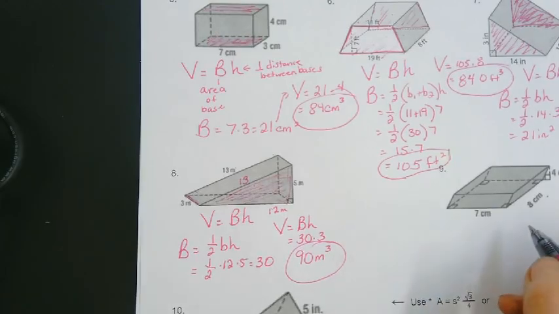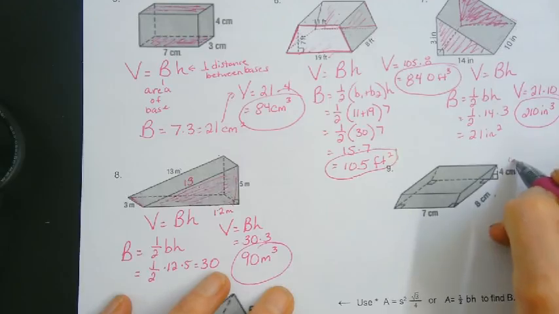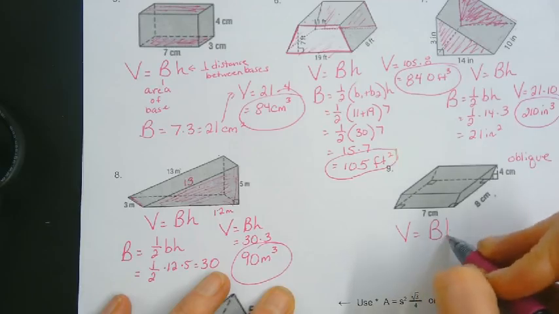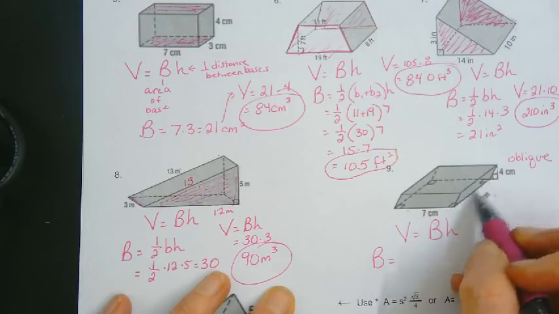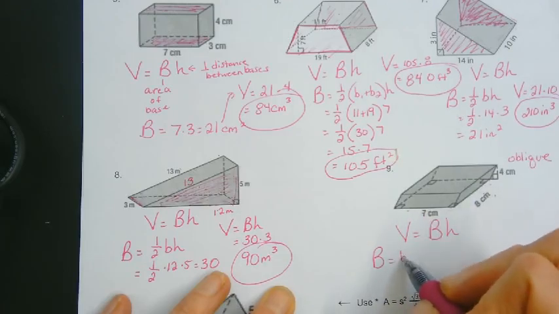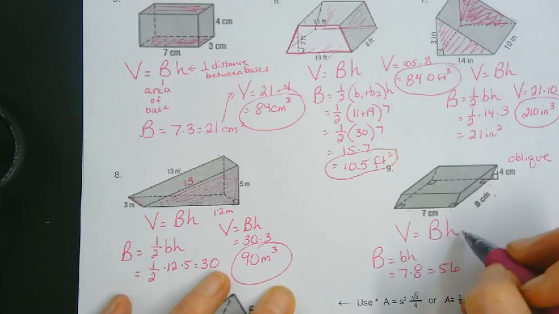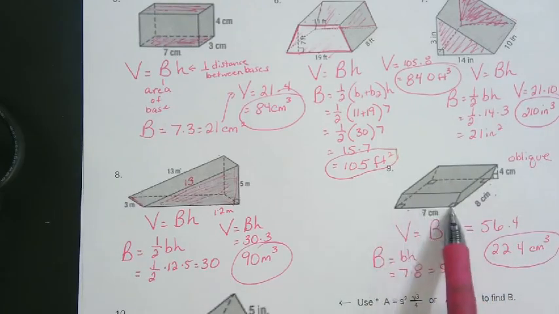Next one. Again, we have a prism, but it's an oblique prism, which means it's leaning over a bit. But the volume is still equal to the area of the base times the height. So big B is equal to, well, this base here is a rectangle, so it's 7 times 8. Base times height, right? So it's 7 times 8, and that's 56. And then to find the volume, we'll take that 56 and multiply it times the height of 4. 224 centimeters cubed. And the area of the rectangular base here, and then multiply times the height.